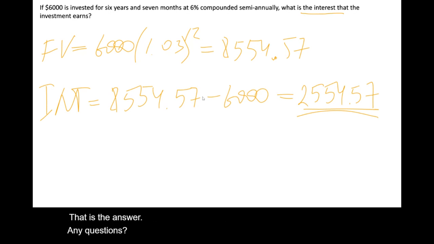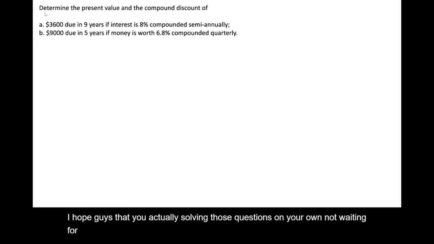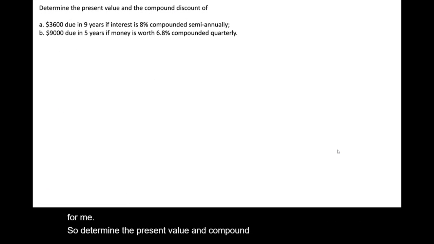I hope, guys, that you are actually solving those questions on your own, not waiting for me. So determine the present value and compound discount. 2 minutes. Go ahead.